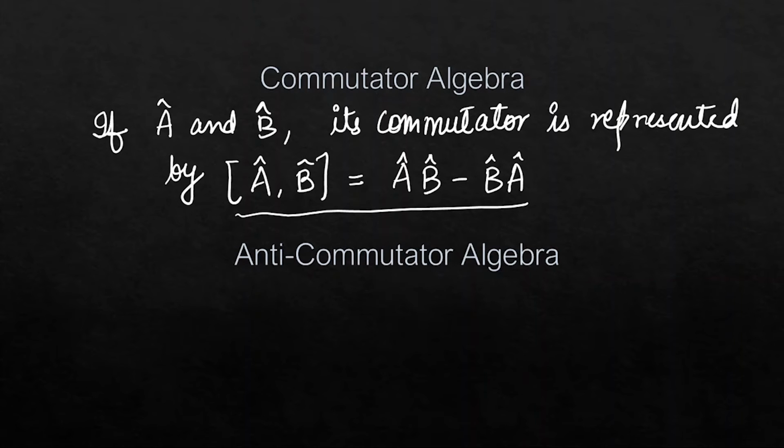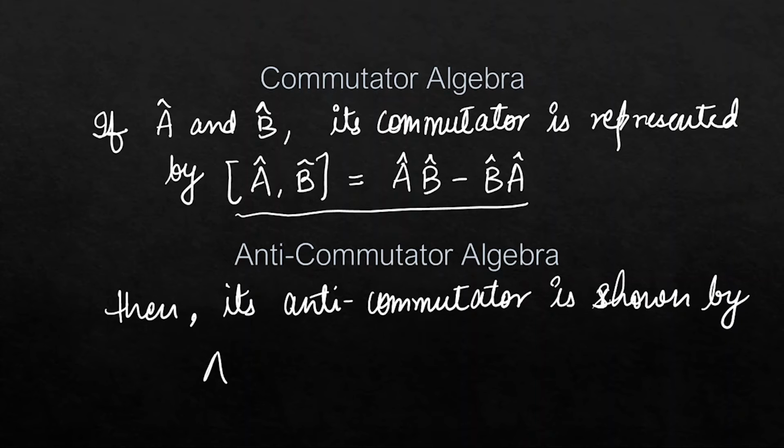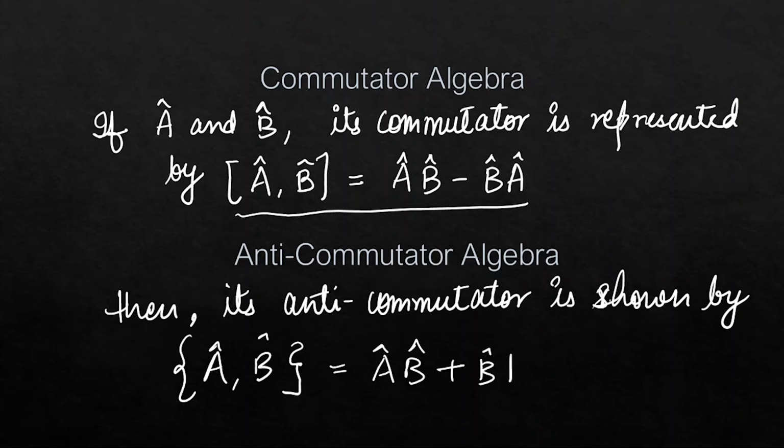Now, what is the anti-commutator? If we have the same two operators, then its anti-commutator is represented with curly brackets, {A, B}, which is AB plus BA. That's how we represent the anti-commutator of two operators. So let's move to the next part.